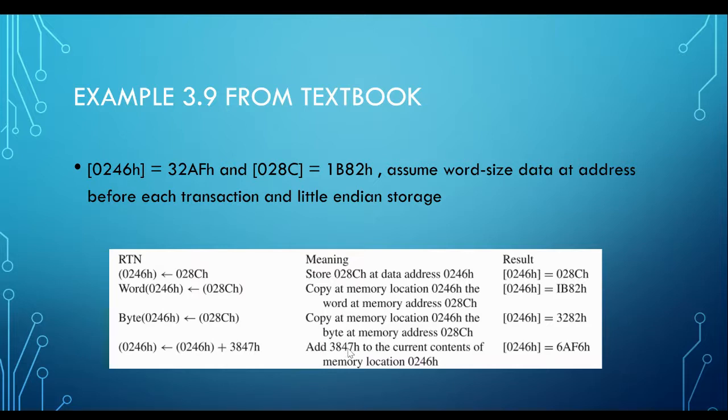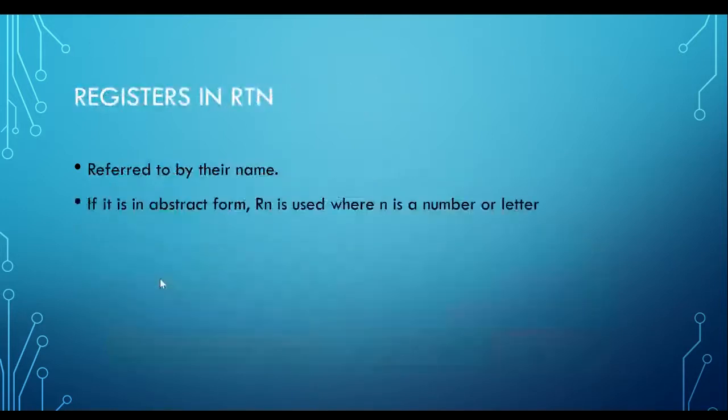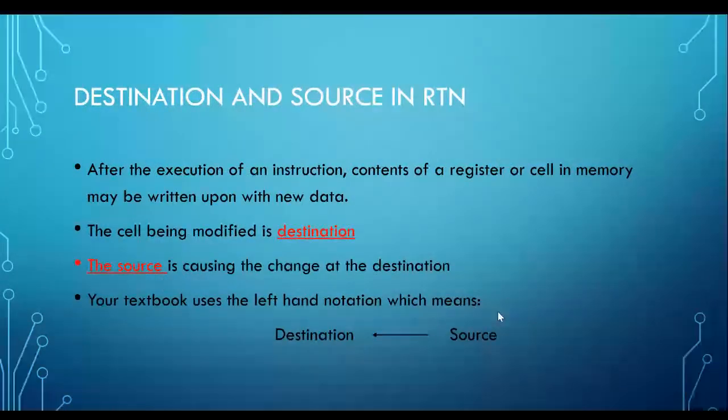Add 3847 to the current address. This is an addition, and what you have is basically this. Just by looking at these four examples, you know that the format goes like this: there is a source, there is a destination, and then there is an arrow.